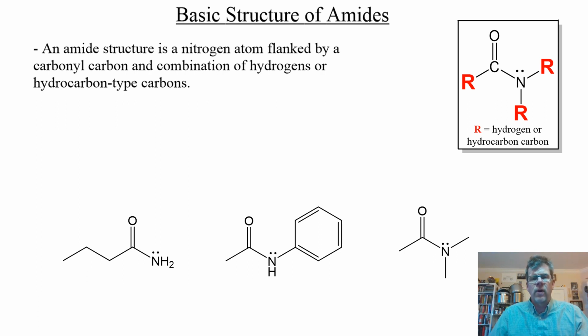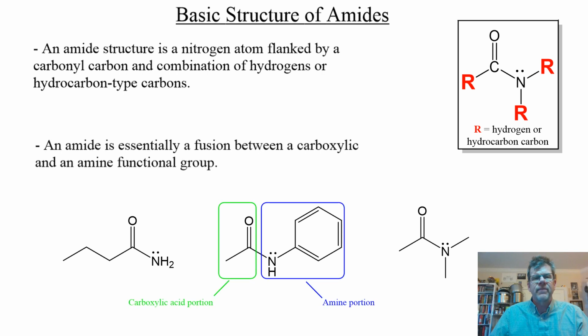As we move forward, we'll be able to see the similarities of these amides with amines as well as their differences. Now, an amide is essentially, and we're going to see this, a fusion between a carboxylic acid and an amine functional group. Remember, our ester was a fusion between a carboxylic acid and an alcohol functional group. Now we have an amide as the result of a functional group condensation, which we'll see later. We have our carboxylic acid portion of our amide over on the left-hand side and the amine portion over on the right-hand side as it is drawn here.